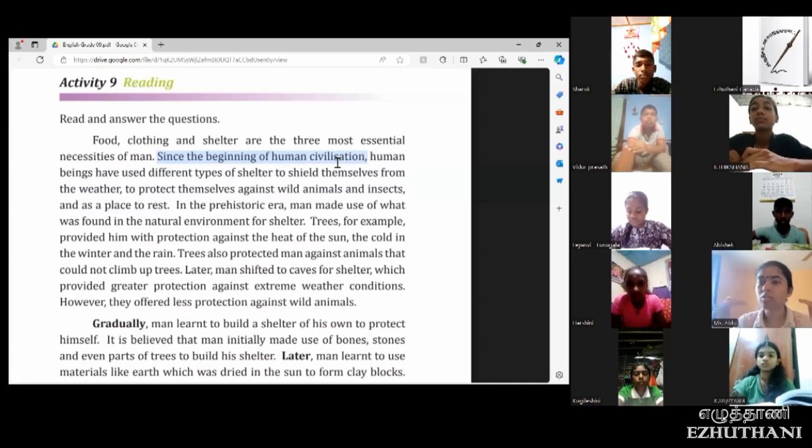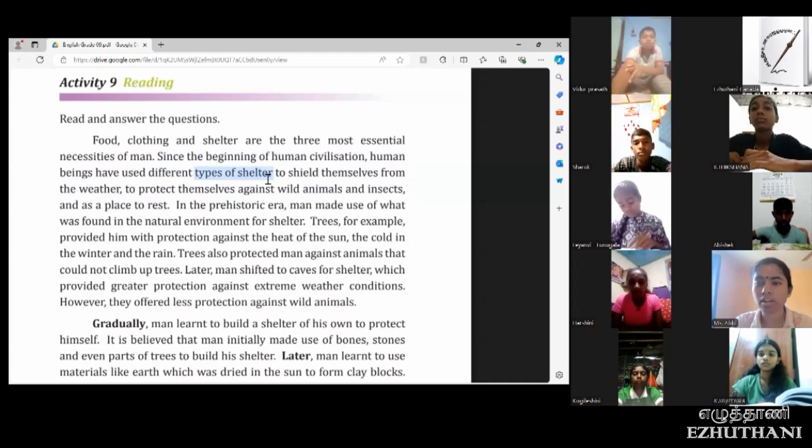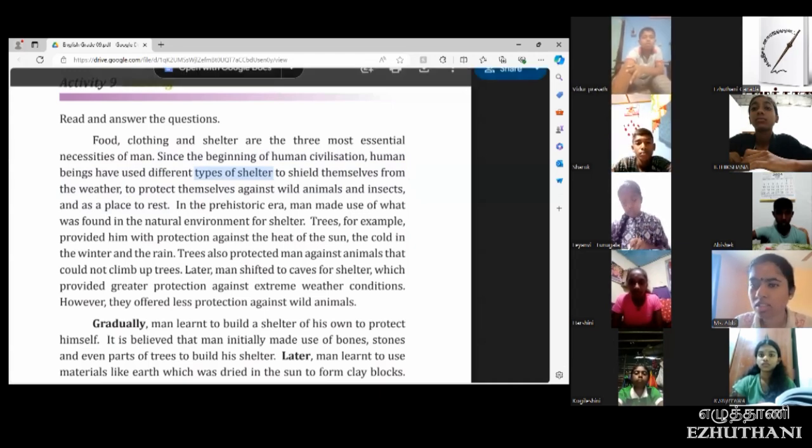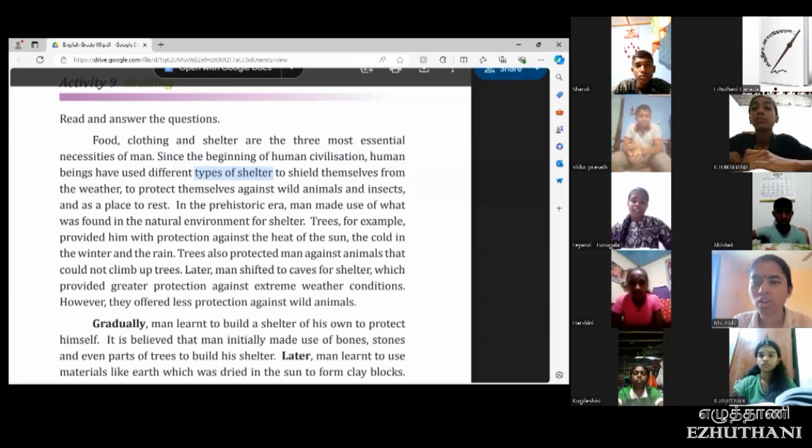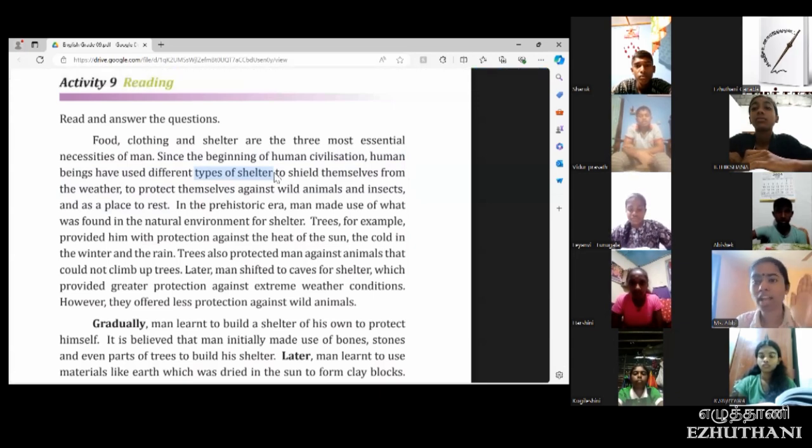Okay. Since the beginning of human civilization. So, மனிதர்கள் first உருவாயின காலம். Human beings have used different வித்தியாசமான types of shelter. வித்தியாசமான உறைவிடங்கள். Yes, Vidur, you have a question? No? If you have a question, you can raise your hand on the Zoom as well. I don't know if everyone knows how to do that, but if you raise your hand, then I'll stop and answer your question.